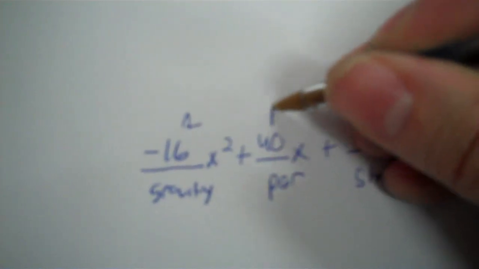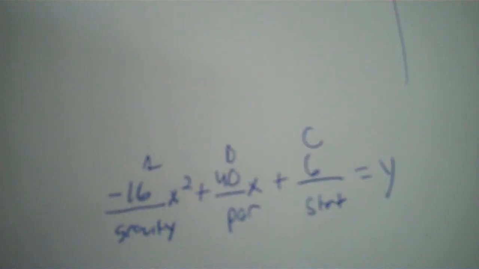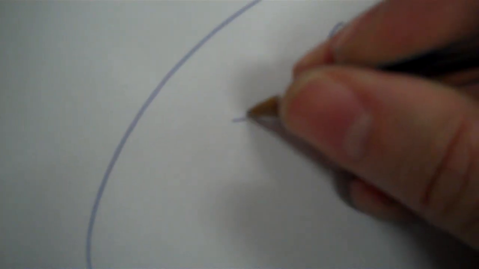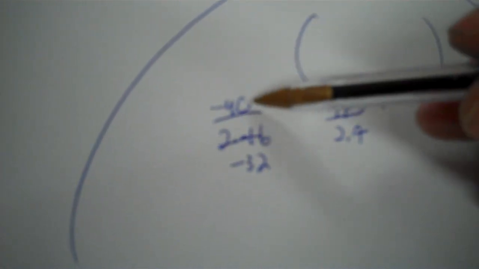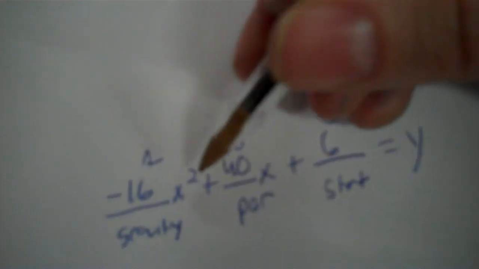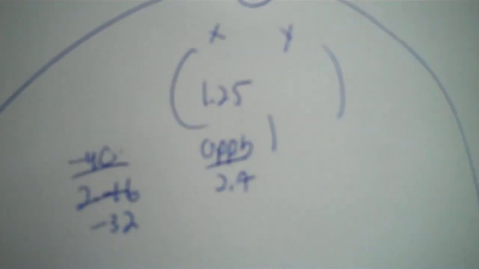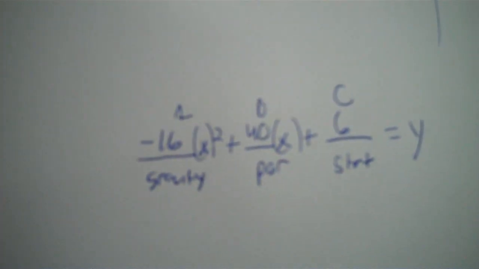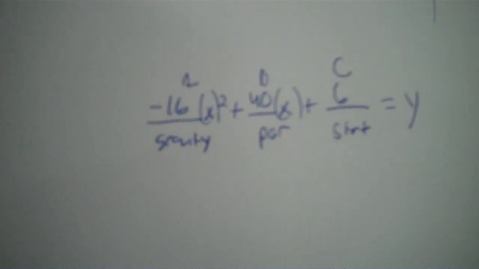So easy enough, A, B. This is C, but I don't really need C when finding a maximum. So the opposite of B is negative 40, and then I take 2 times negative 16, and that's negative 32. Then I divide negative 40 by negative 32, and that's 1.25. So the variables I have are x and y. So now I substitute 1.25 into the equation for x to find y.